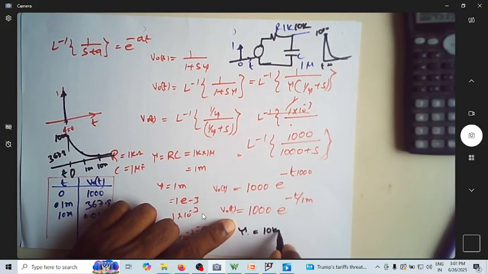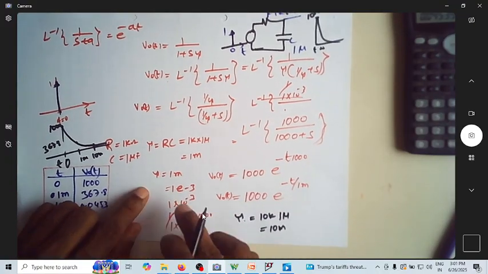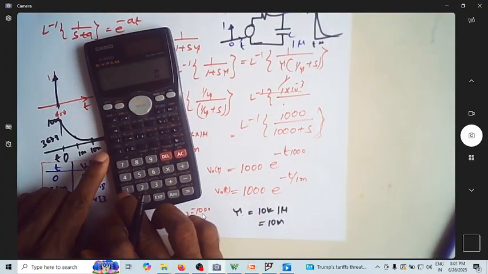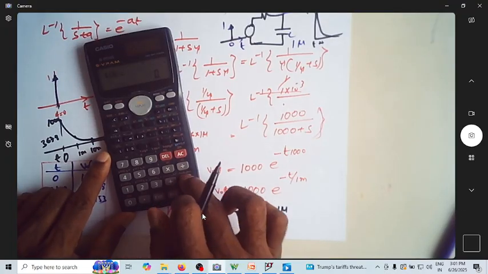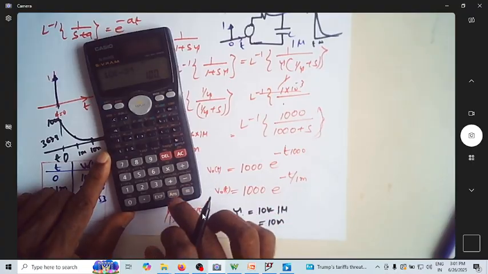Tau will become 10k into 1 micro. This will become 10 milli. If it is 10 milli, so what is 1 over 10 milli? So 1 over 10 milli will become 100. So let me just make it exponential of minus 3. 1 over that will become 100.